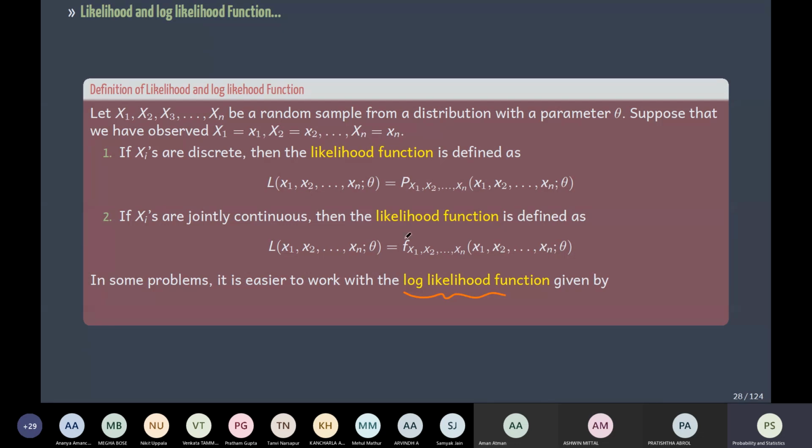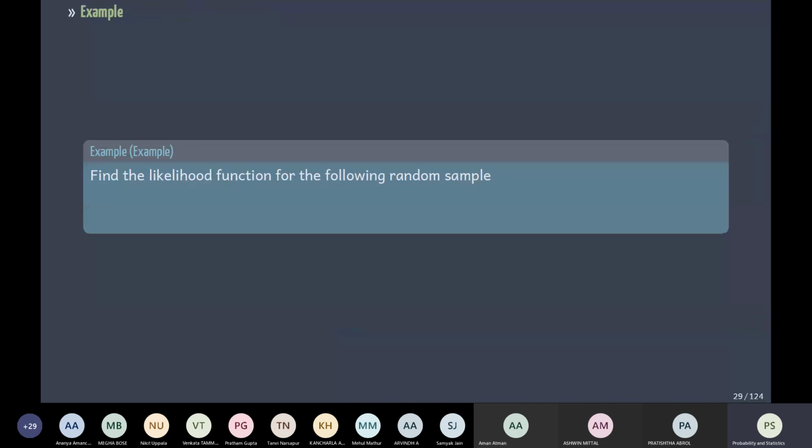Okay, so we have defined these terms, and so we can say that the log likelihood will be ln, the natural logarithm, of this. Especially if you have products and then the exponential of something, if you take the log, the exponential will go away and you get a simplified variant most likely. Okay, so let us do some examples.